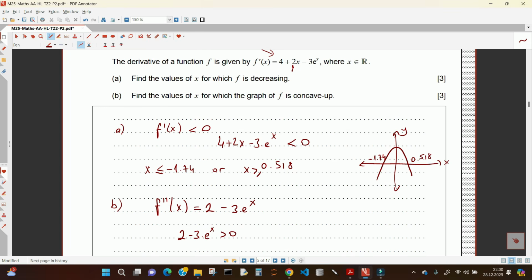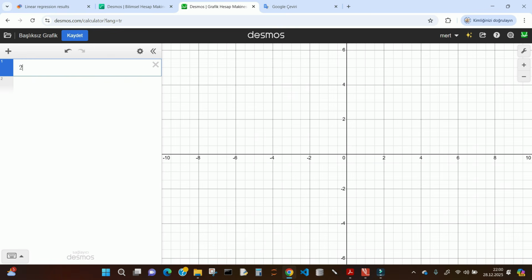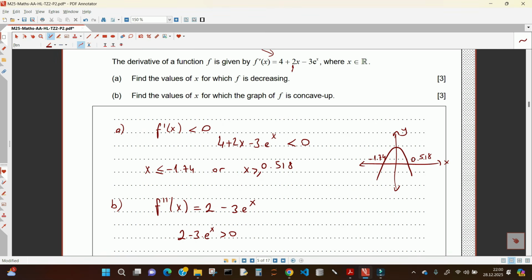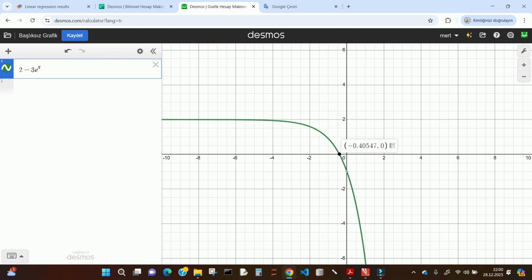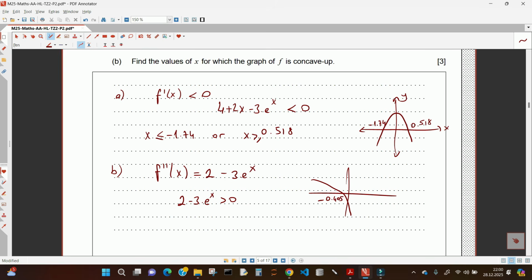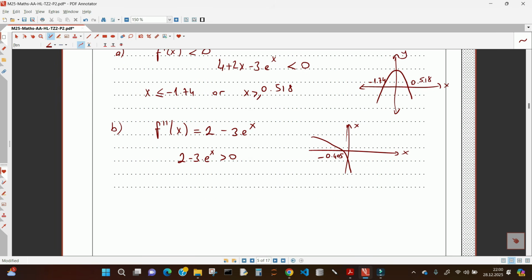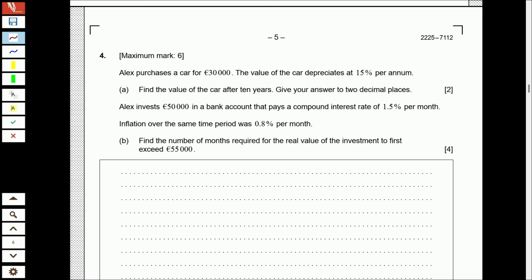So now I will graph this one, 2 minus 3e to the power of x, and you can draw a graph like this one. Which means the x-intercept is going to be minus 0.405. As you see from the graph, the second derivative will be greater than 0 when x is less than minus 0.405, right?